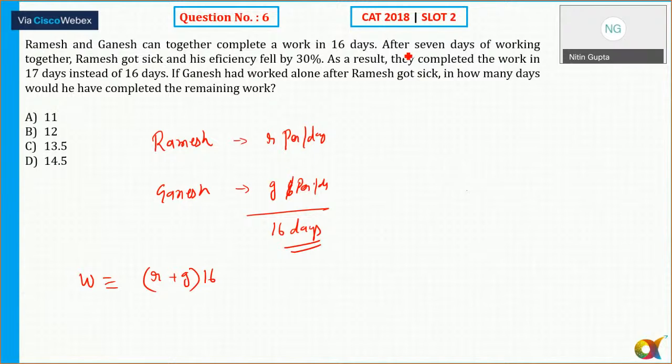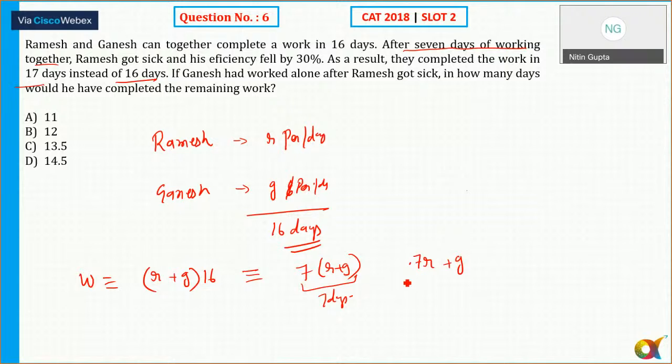Now, for the first 7 days, they work together. So I can say 7 into R plus G. Then Ramesh got sick and his efficiency fell by 30%. So now he'll do only 0.7R units of work, but Ganesh will do the same work, G. They completed the work in 17 days instead of 16.